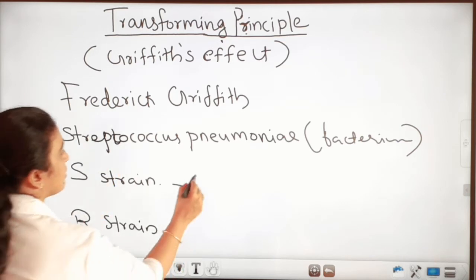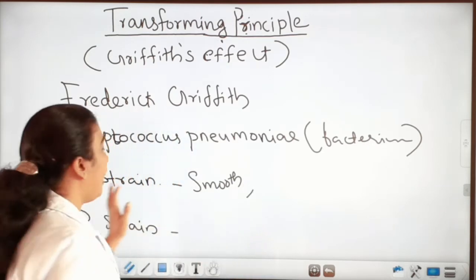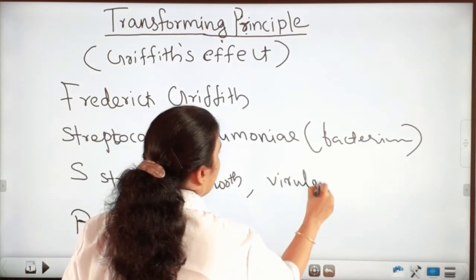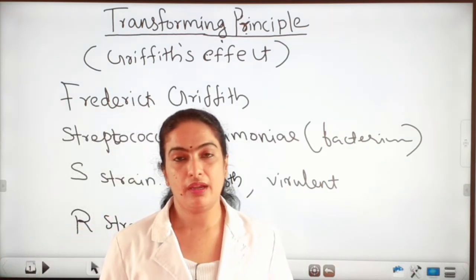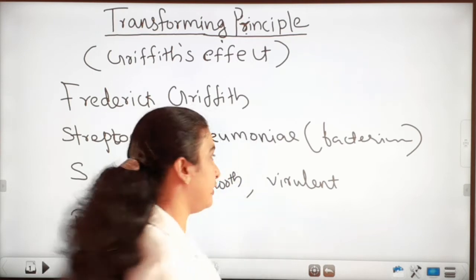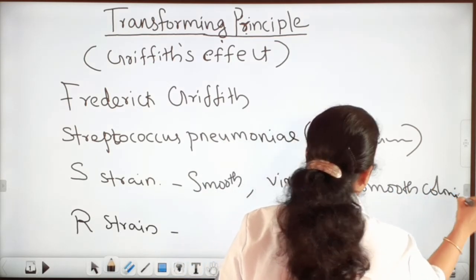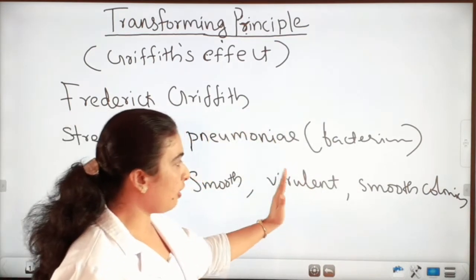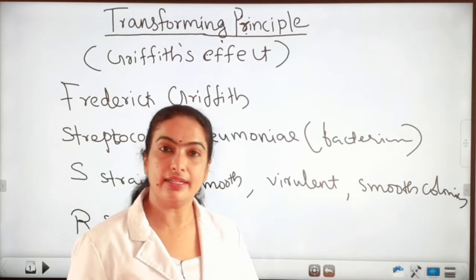The S strains are smooth strains, and they are virulent. Virulent means harmful, that cause disease. It causes pneumonia disease and it forms smooth colonies in a culture media. So the S strains are smooth, they are virulent and they cause pneumonia disease and they form smooth colonies in a culture media.